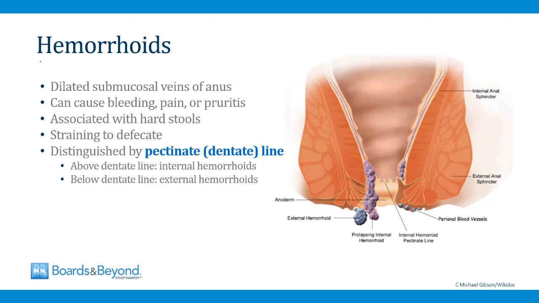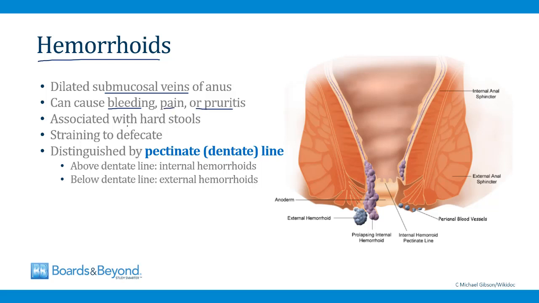I'll finish this video by talking about hemorrhoids, which are a common source of lower GI bleeding. Hemorrhoids are dilated veins that are found in the submucosa of the anus. They can cause bleeding, but they can also cause pain and especially pruritus or itching.